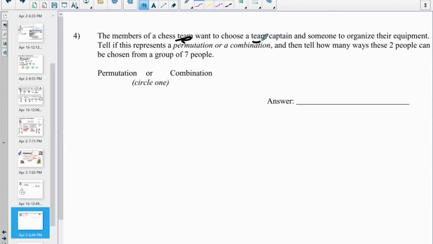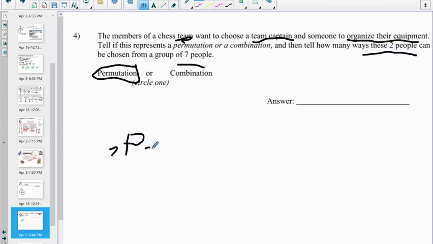and notice that they have different roles. So we have like an equipment manager in a way, someone to organize the equipment, and then we have a team captain. Because they have different roles, this is a permutation. That means the order matters. So then you're going to type, let's do permutation. What's our n? Okay, so there's 7 people total right here. And we're selecting 2 people. So our r is 2. So 7P2. Type that in. That's 42.